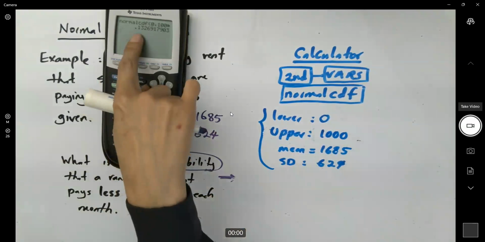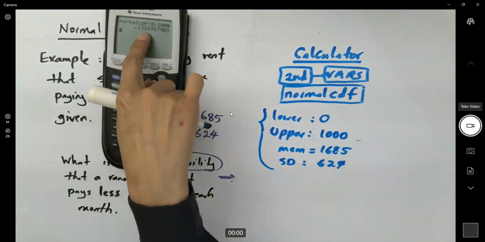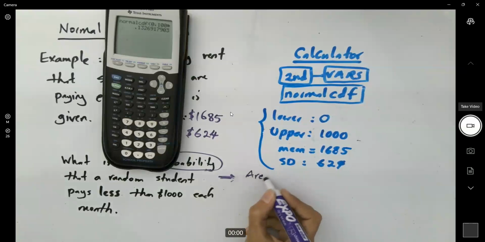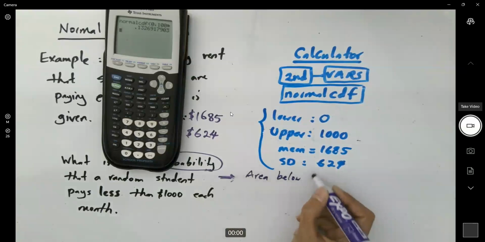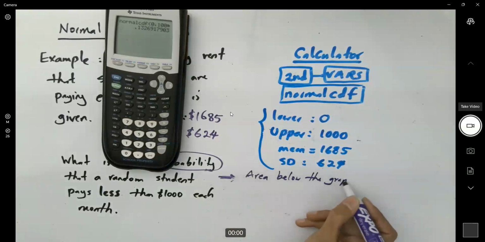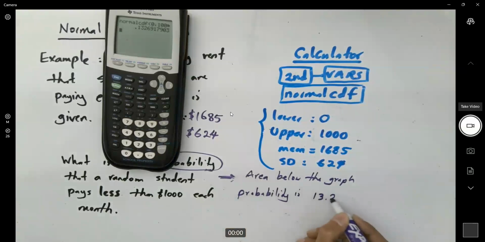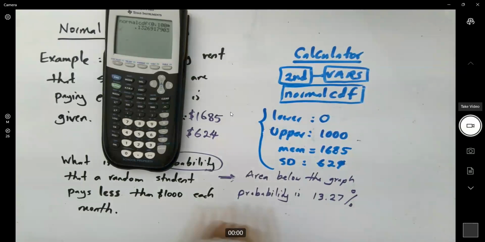Well, as you can see, we have 13.27%. So the area below the graph, or the probability, or the same thing, is 13.27%. So the probability that you randomly select a person and that person pays less than 1,000 per month is very small. It's just 13.27%.